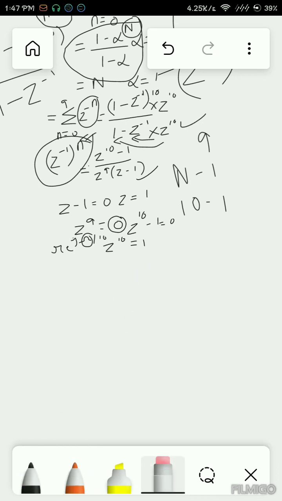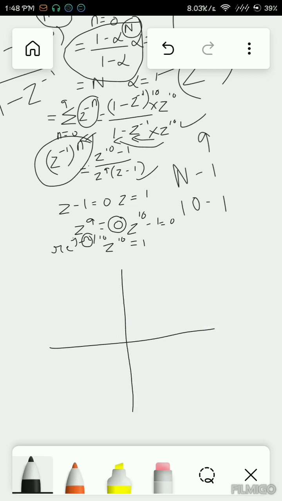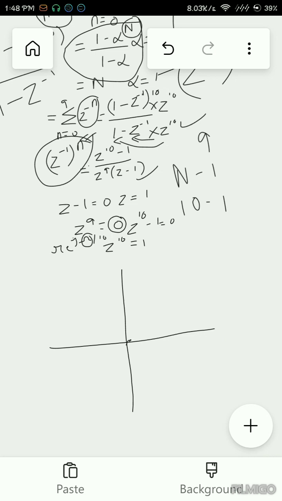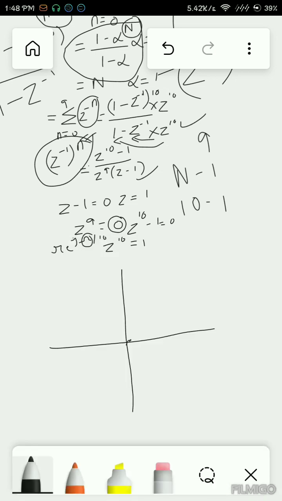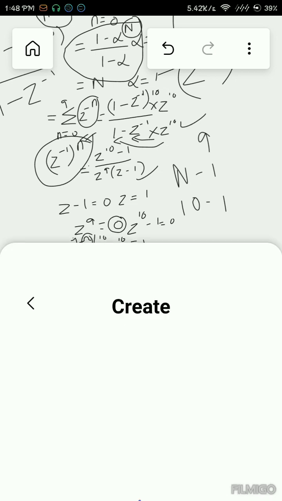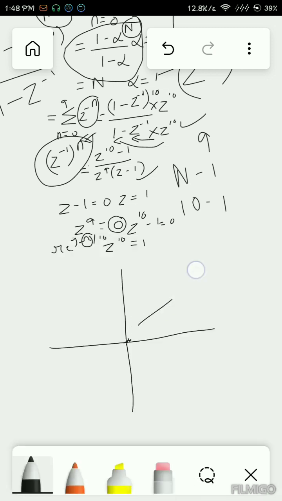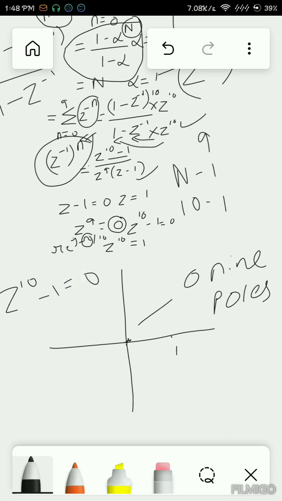First I have to draw this and mark 0 here. I have to show that this is 0, and this is having 9 poles, so I need to write that this is having 9. That is 9 poles, and you can showcase 1 here also, this is 1. And then you get z to the power of 10 minus 1 equal to 0, that is z to the power of 10 is equal to 1.